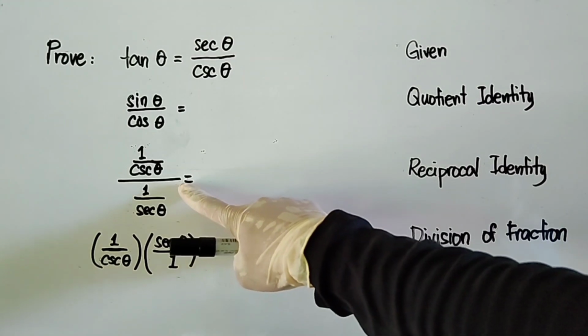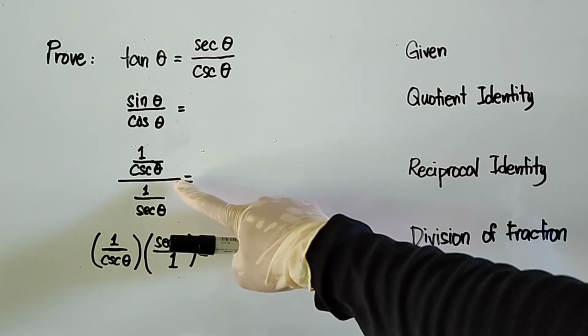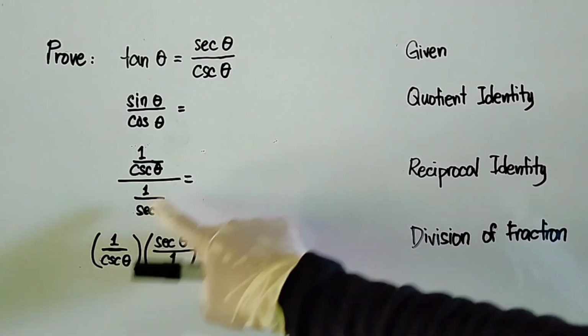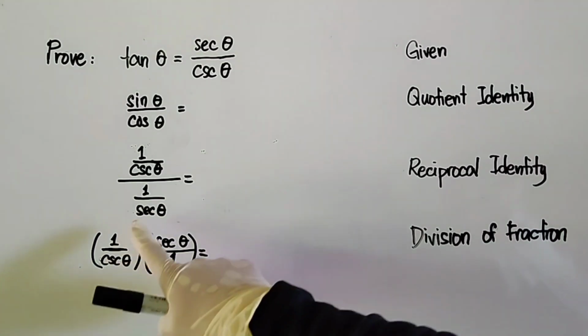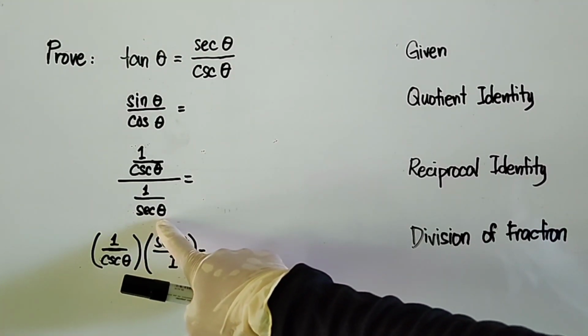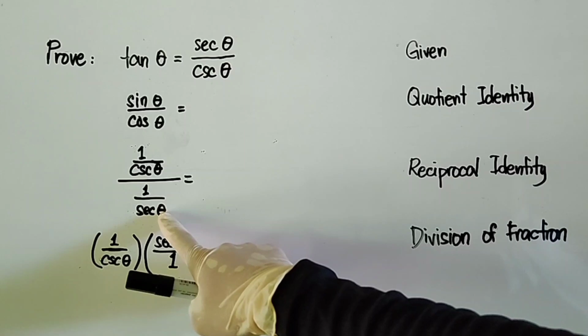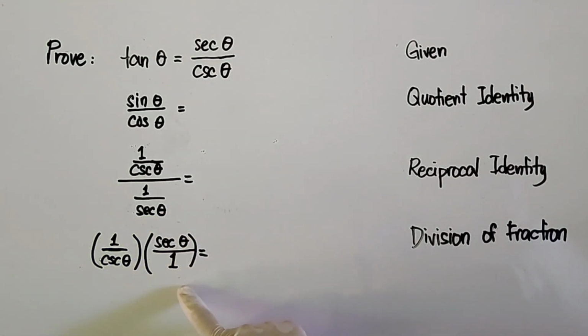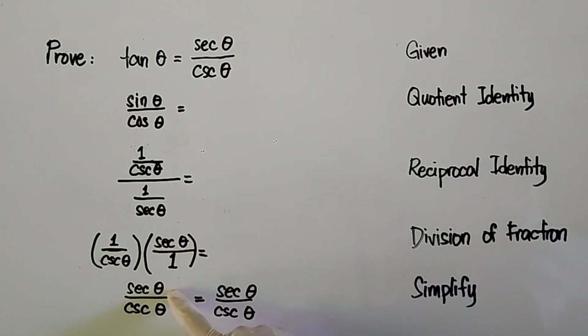Since this is a complex fraction, in dividing a complex fraction, we will just copy the numerator and get the reciprocal of our denominator. So the denominator becomes secant theta over 1 and multiply these two. 1 times secant theta is secant theta, and cosecant theta times 1 is cosecant theta. We have shown that this left-hand side is equal to our right-hand side.